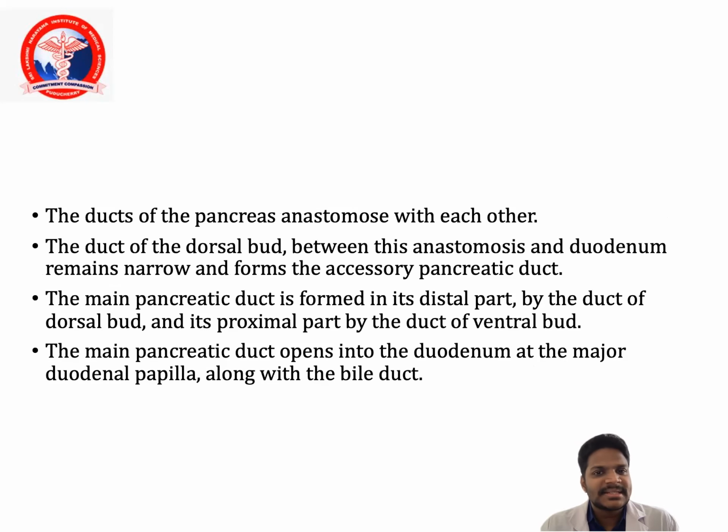The ducts of the pancreas then anastomose with each other, and the dorsal duct of the pancreas between its anastomosis and the duodenum remains narrow and forms the accessory pancreatic duct. The main pancreatic duct is thus formed by the distal part of the duct of the dorsal bud and the proximal part of the duct of the ventral bud. The main pancreatic duct opens into the duodenum at the major duodenal papilla along with the bile duct.